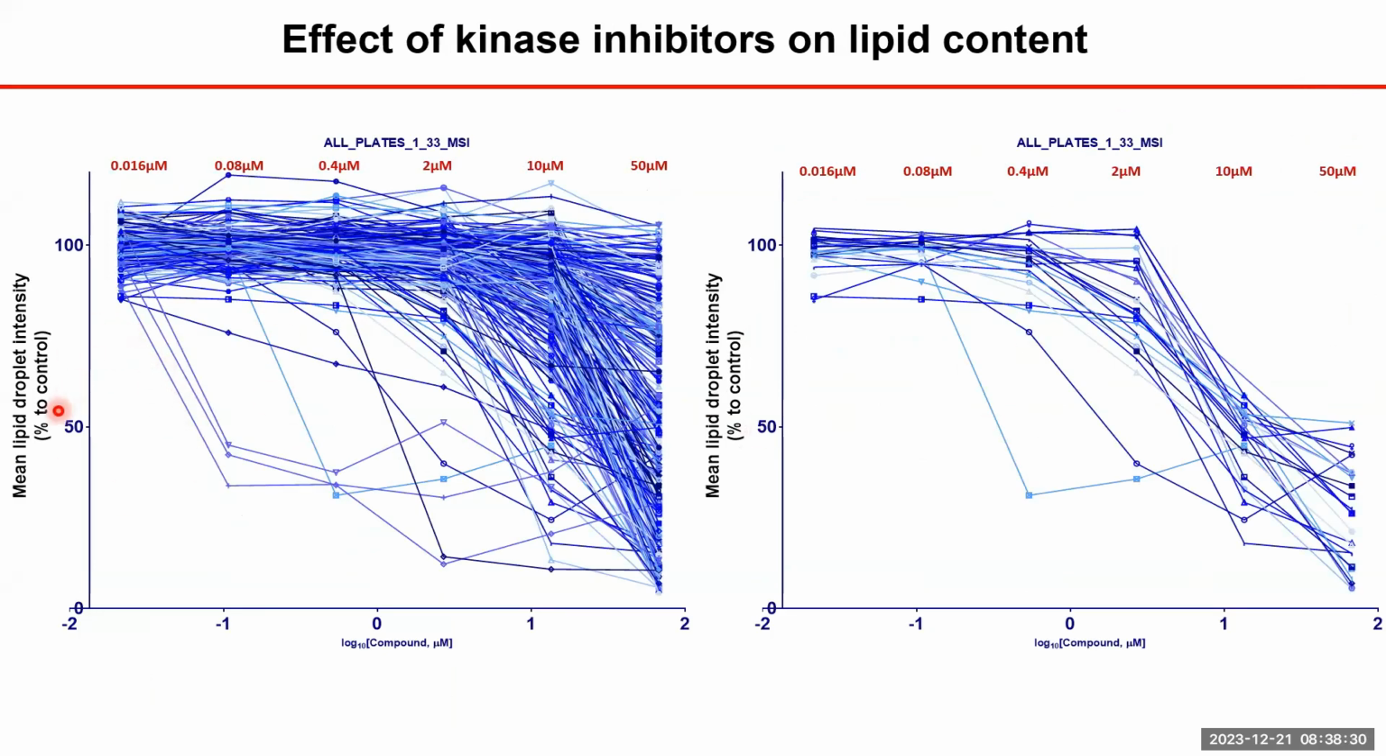This is now measuring Nile red intensity. As you can see, there are immediately some compounds that stand out in reducing lipid content in a concentration dependent manner. Many have no effect. If we clean that up, you can see what our hits were. These turned out to be about 60 compounds or so that seem to have the profile or the phenotypic outcome that we were looking for, in that it's decreasing lipid content in the cells.